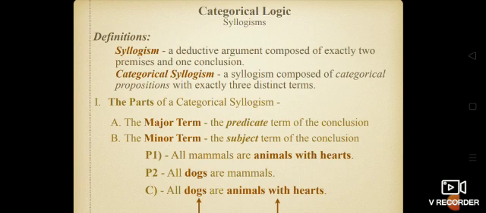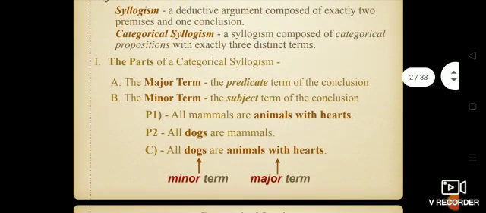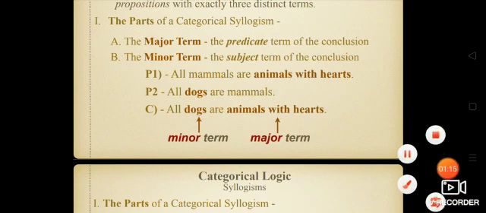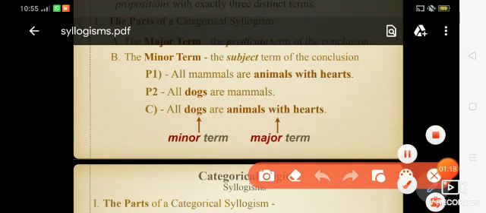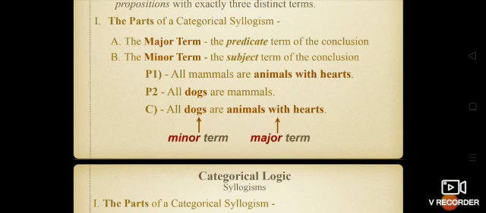So categorical syllogism refers to those syllogisms where there are three propositions, or you can say three statements. Two are premises, and the last one is the conclusion. So how can we get the conclusion from the premises? We will understand here. You can see the parts of categorical syllogism. There are three parts.